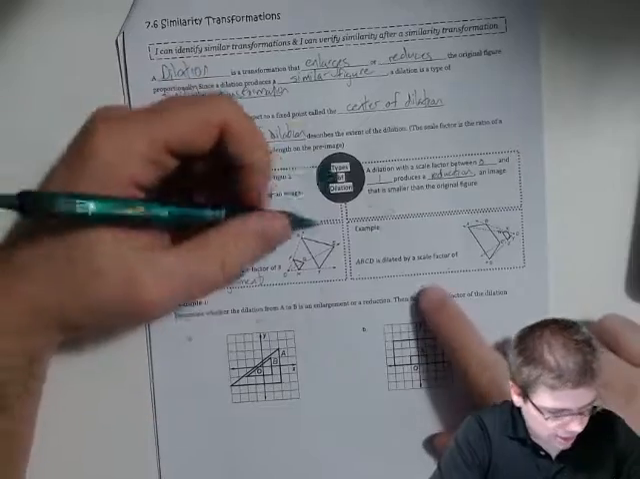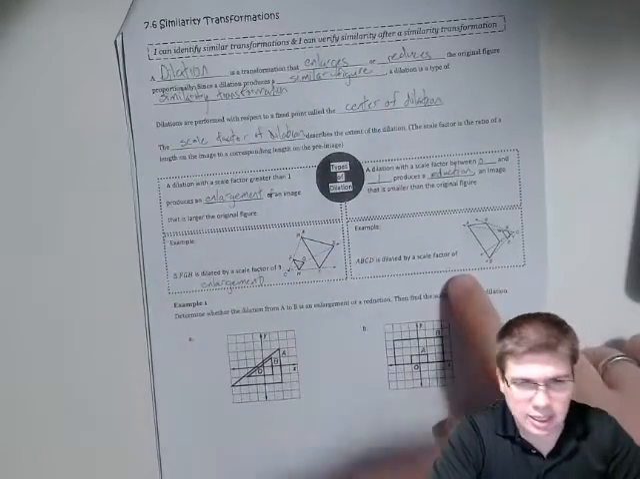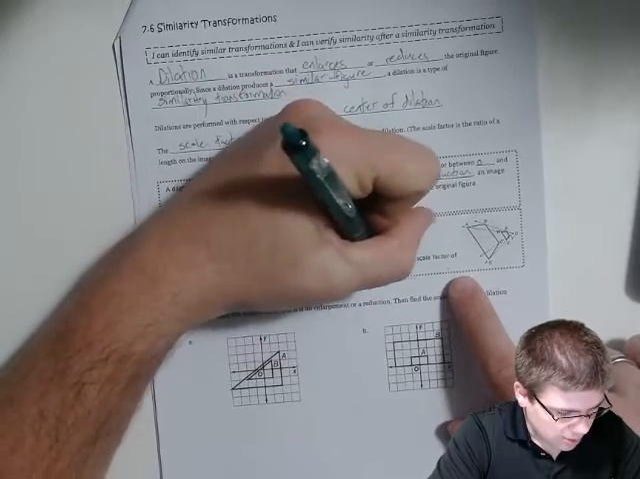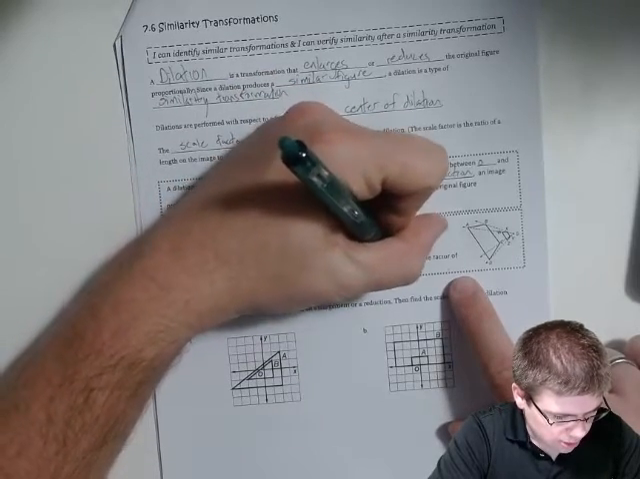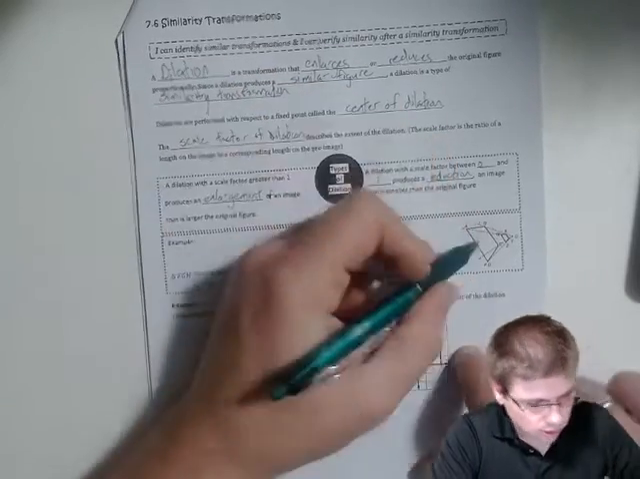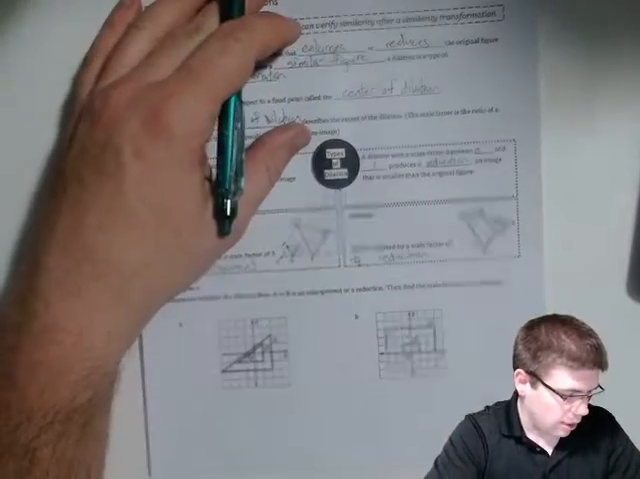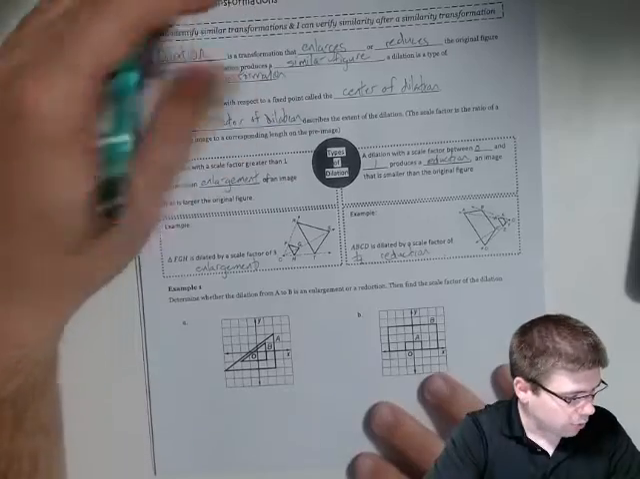And so then in this case, ABCD is dilated by a scale factor of, this was actually 1/4, and so this is a reduction. All of those lengths get divided by 4, or multiplied by 1/4.